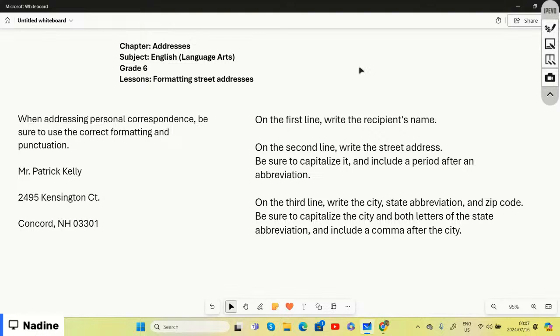All right. So once again, we said that when it comes to addresses, people used to send letters. You used to get letters in the mail, right?